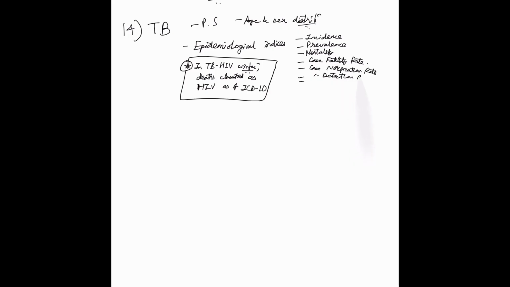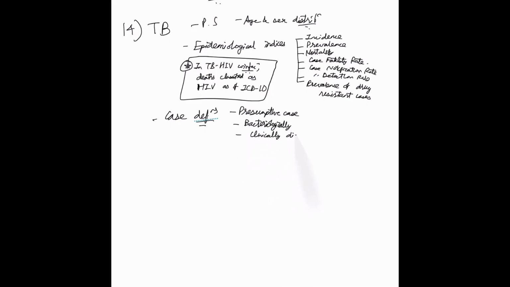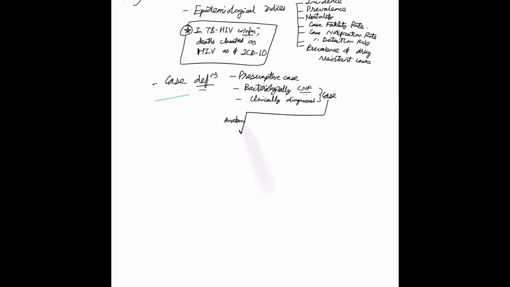And then you have the case definitions, in which you define a presumptive case, a bacteriologically confirmed case, and a clinically diagnosed case, which can be classified based on anatomical site into pulmonary and extrapulmonary TB, and based on HIV status into HIV positive, HIV negative, and HIV status unknown, and based on history of TB treatment into new case or a previously treated case, which can be further categorized as a relapse, treatment after failure, treatment after loss to follow up, other previously treated patients, and unknown history of previous TB.